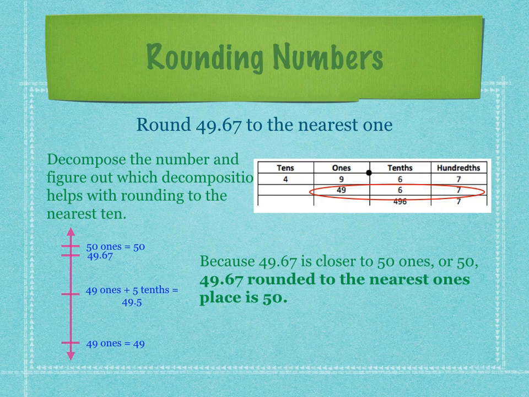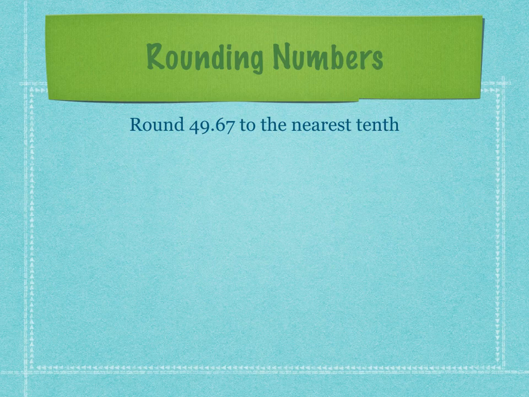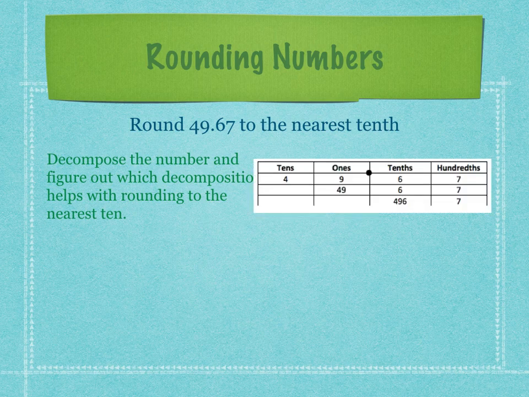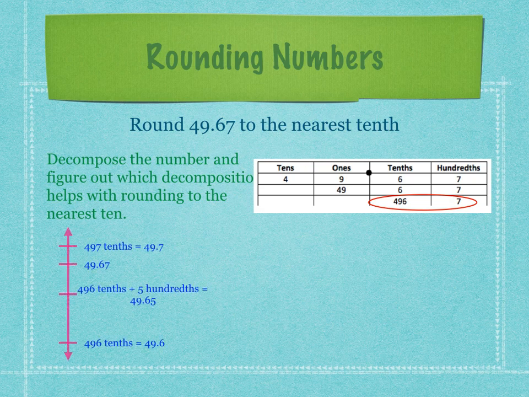Okay. What if we take that same number and round it to the nearest tenth place? So again, we have our decomposition, but this time the 496 tenths and 7 hundredths is going to help us. And on a number line, we would have 496 tenths at the bottom. That's also 49.6. And we would have 497 tenths up at the top, which is 49.7. And in the middle, we would have 496 tenths plus 5 hundredths, which is 49.65.